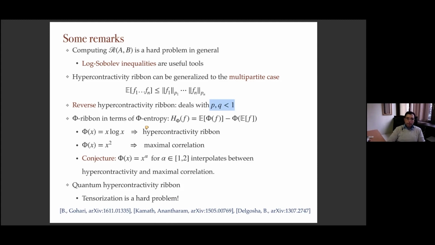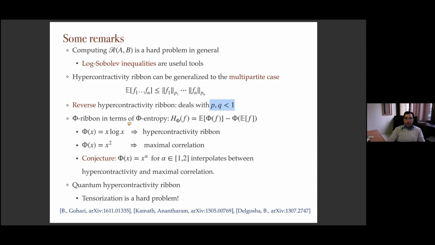The other thing is that given a function phi, so phi here is going to be a function, I can define some phi entropy. So given a function f, the phi entropy of f is the expectation of phi of f minus the phi of expectation of f. For example, if I take phi to be the square function, it would be the variance. So I can think of a variance as an entropy. Or if I take phi to be x log x, we essentially get the usual entropy, or to be more precise, we get the relative entropy. So this phi entropy would be an entropy or relative entropy.